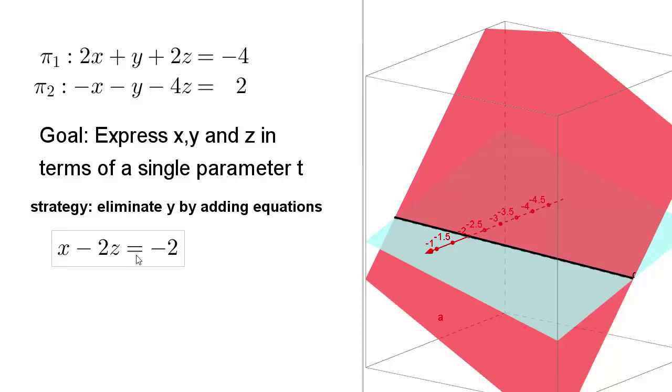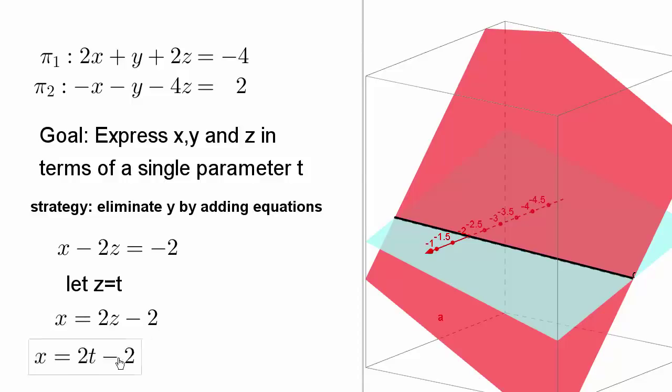Okay, what I want is things in terms of a single parameter t. But really, z could be my parameter. I could choose a z value, and that would tell me my x value. So I'm going to let z equal t. Now I'm going to express x in terms of z, and then substitute a t in for z. So now z is t, and x becomes 2t minus 2.